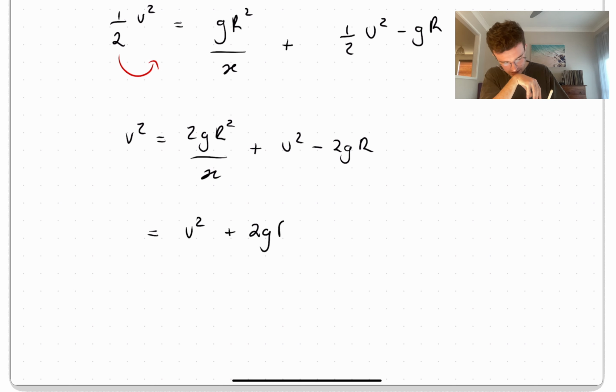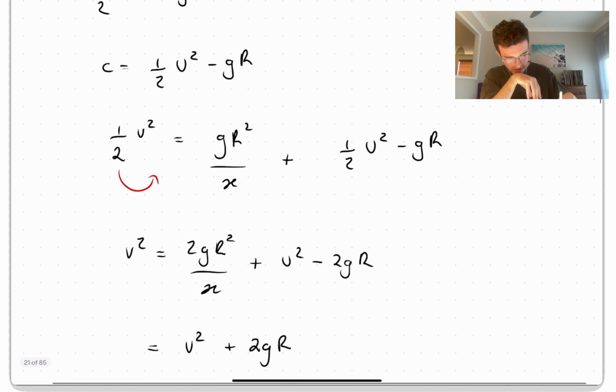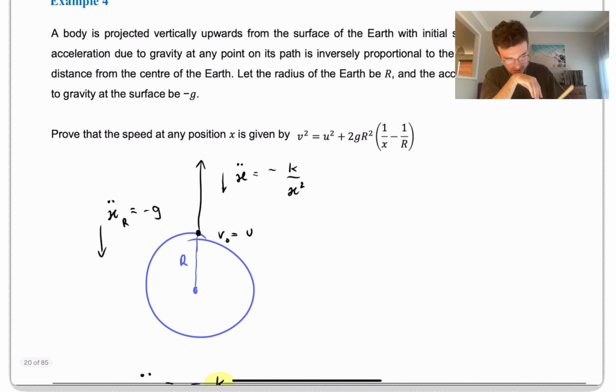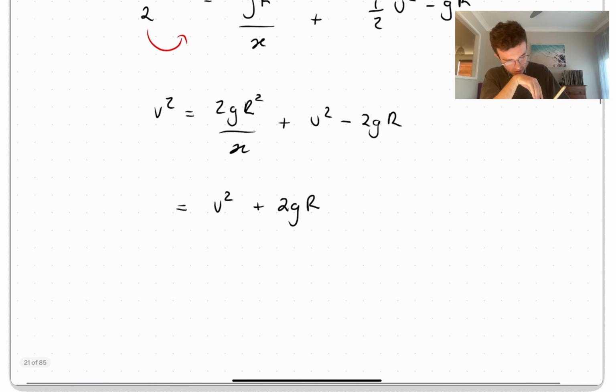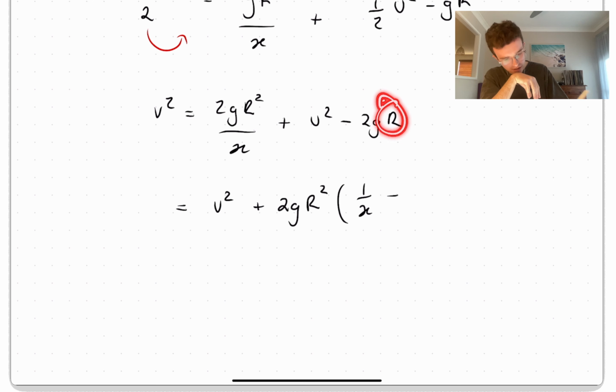Now we look at where we're trying to get to. There's an r squared here, so it's looking like we are going to have to take out an r squared. Now, if we take out 2gr squared from this, we're just going to get 1 on x. Minus, if we take out r squared from this, we're going to have to put a 1 on r there. And that's actually what we wanted to prove.